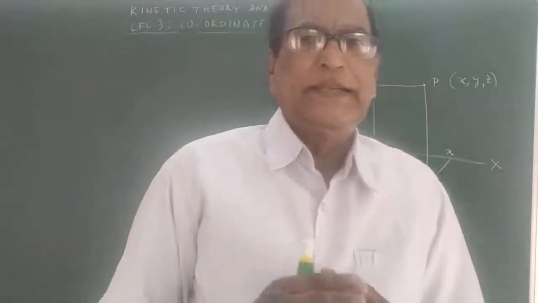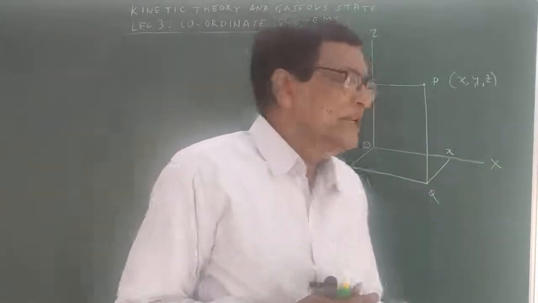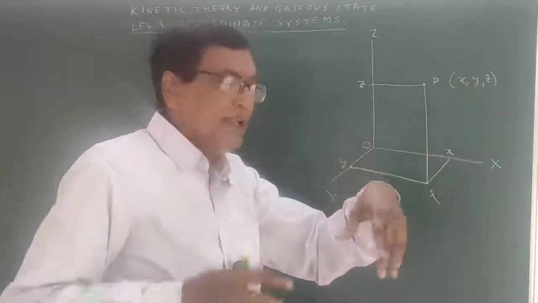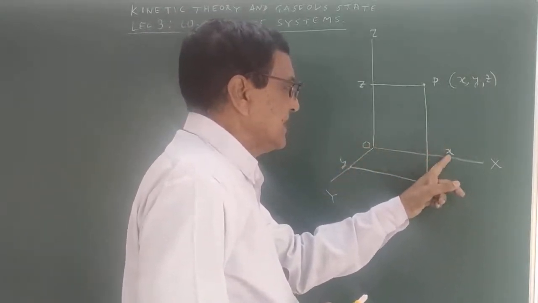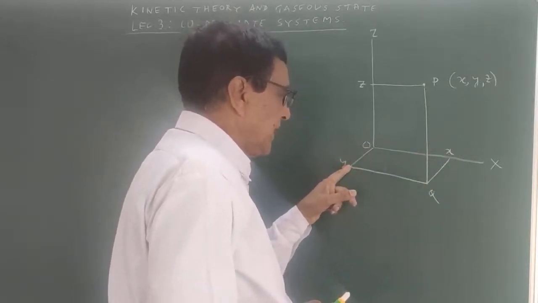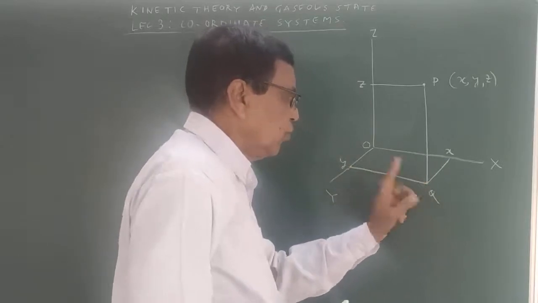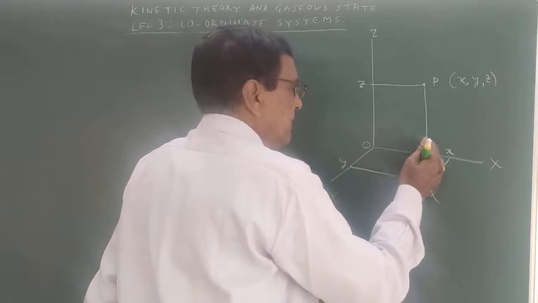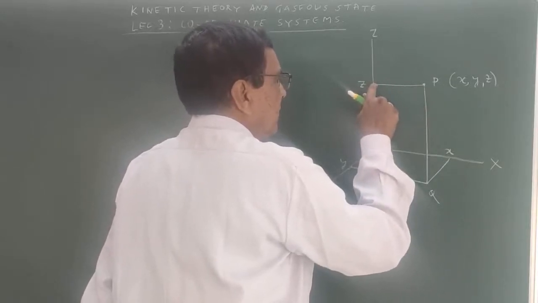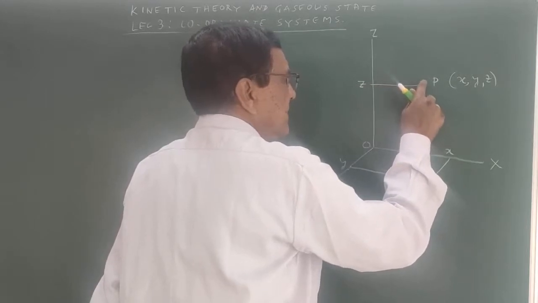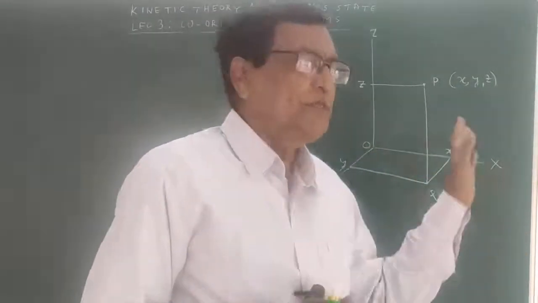If you know x, y, z, then you can also locate the position of this point P. Suppose you are given x, y, z. Then from the origin to this one is x, and from the origin to this point is y, and you draw perpendiculars from x and from y, which will cut at Q. From this Q, if you draw the perpendicular along the z-axis, it will cut here. This point is P. So if you know x, y, z, then you can locate the position of this point P.